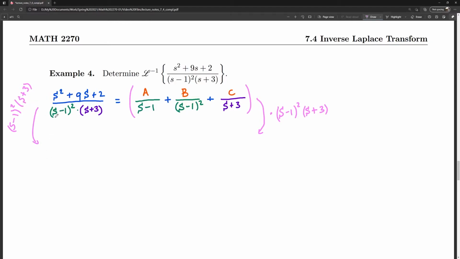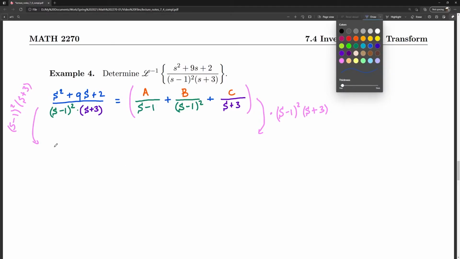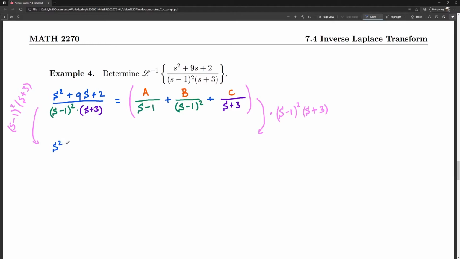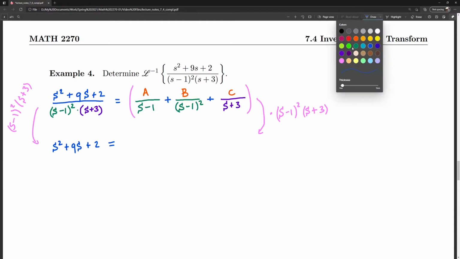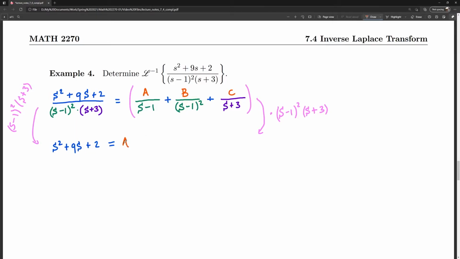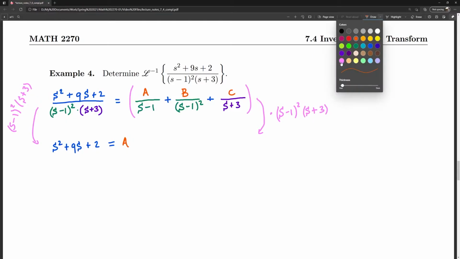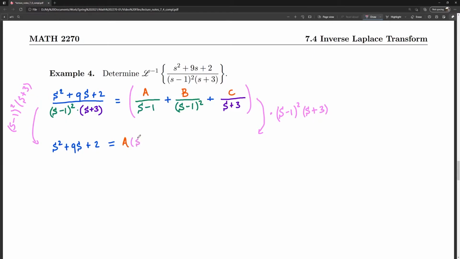And on the left-hand side, the denominator disappears, so I'm left with just s squared plus 9s plus 2. And on the right-hand side, when I multiply this out and I divide out an s minus 1, my first term becomes A times (s minus 1) times (s plus 3).